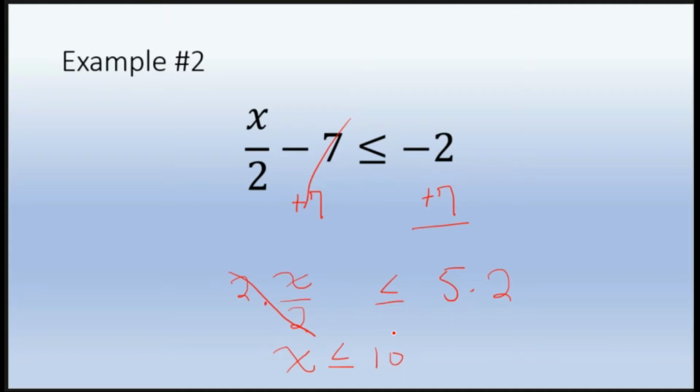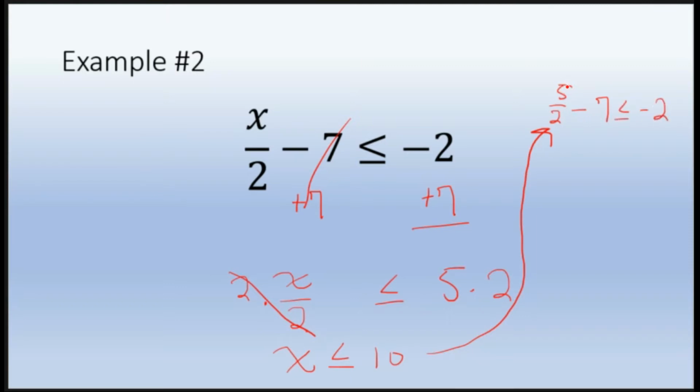Okay, so what I need to do to check this, I just have to plug in any number that is less than or equal to positive 10. I'm going to go ahead and choose 5. So I'll have 5 divided by 2 minus 7 is less than or equal to negative 2.